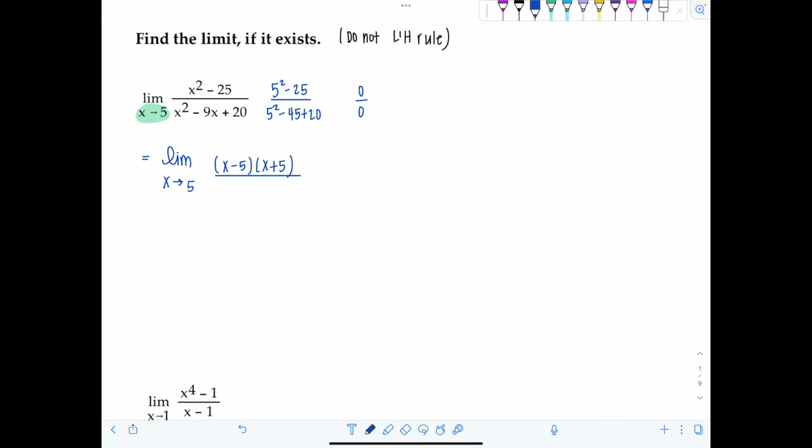And then how's that denominator factor? Can you think of two numbers that multiply to 20 and add to negative 9? Oh, good, look at you, already starting off nicely. x minus 5 times x minus 4. Perfect. So then I can cancel out that common factor of x minus 5, and that should fix things for me.